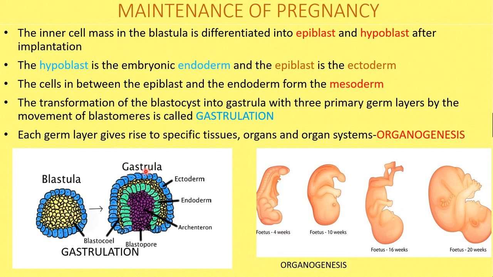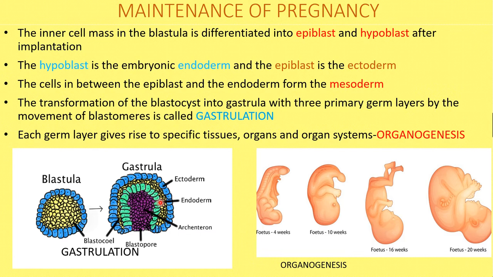It is developed, changes or transforms, into gastrula where there are three separate layers. Germ layers develop, that is ectoderm, mesoderm, endoderm. At this stage it is called gastrula or gastrulation. We have studied already the inner cell mass in the blastula. Blastula consists of the inner cell mass. This differentiates into the epiblast, which later will develop into ectoderm, and hypoblast after implantation into the uterine endometrial wall.